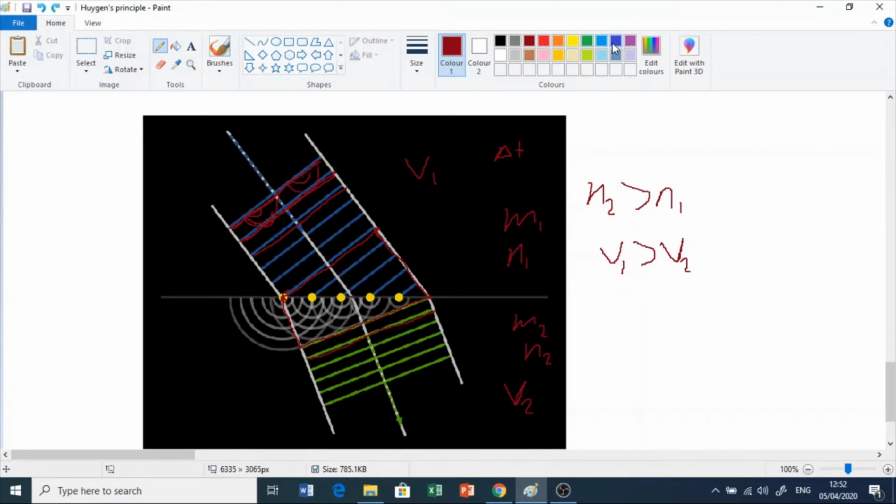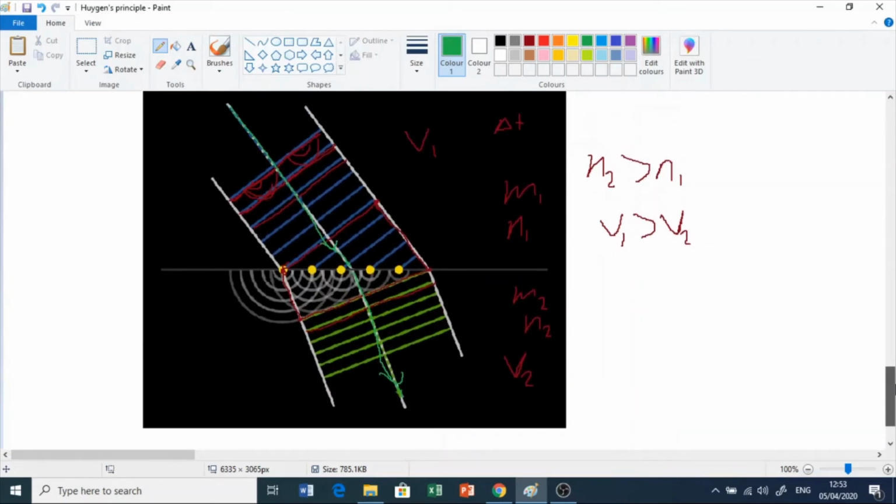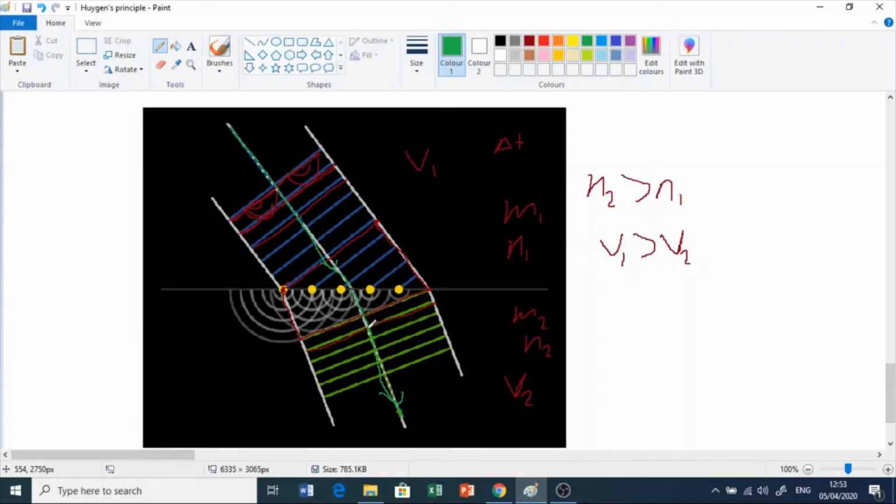Let me use another color. The waves were moving in this direction, but now they are moving in this direction. As you see, this was the direction of the wavefronts, and now they are a little bit bent toward the normal. So this is the way we explain the bending of the waves when the light is changing the medium. Can we use the Huygens principle to derive Snell's law?